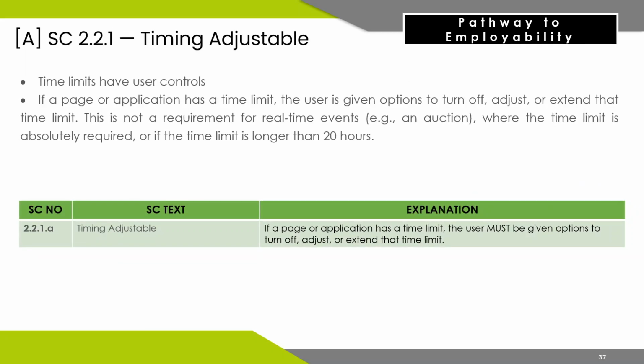The requirements for success criterion 2.2.1 timing adjustable are 2.2.1.a timing adjustable. If a page or application has a time limit, the user must be given options to turn off, adjust, or extend that time limit.